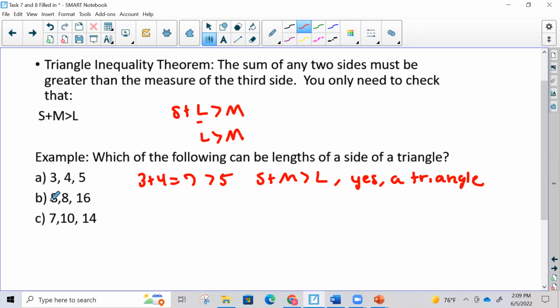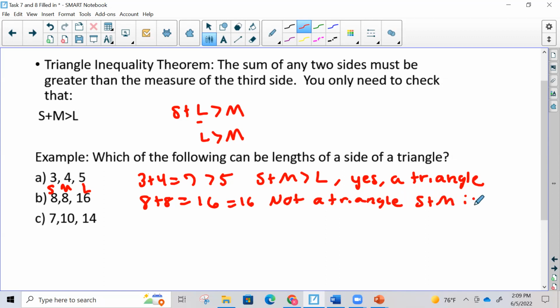So we do the same thing for B. This is my small, this is my medium, this is my large. 8 plus 8 equals 16. And 16 is equal to 16. So this is not a triangle. And again, if you had to explain why, it's because the small plus the medium is not greater than the large.